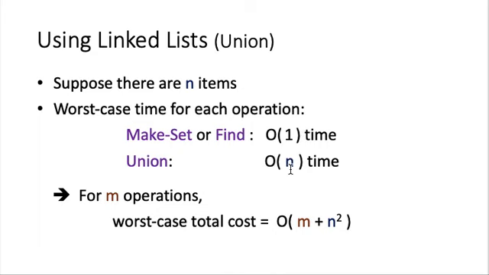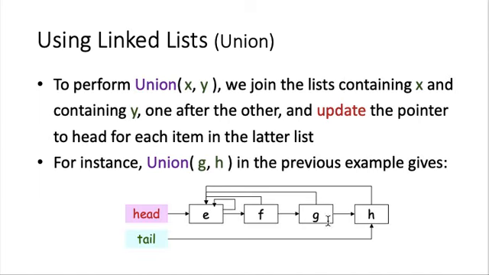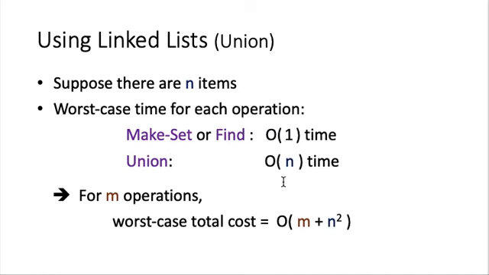The reason is that when we perform union, we may be combining two lists, one after the other. So the latter list could have a lot of items. In that case, for each item, we need to relabel the head pointer. So imagine we have two lists already, each of them with n over 2 items. In that case, no matter which one is the latter list, we need to update head pointers order n times. So the union operation takes order n time in the worst case.